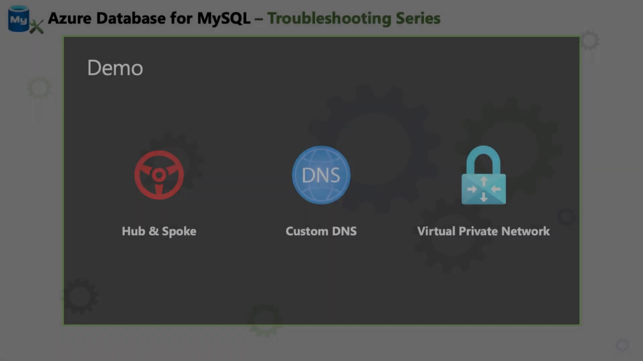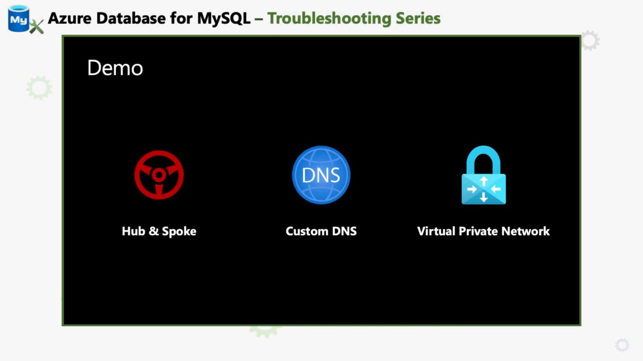The IPsec tunnel would do its job in order to connect your on-prem VM to your Azure Database for MySQL flexible server. So this was the demo of how we should configure our hub and spoke model, how we should configure our custom DNS along with conditional forwarders, and how the virtual private network works in order to connect from an on-prem VM to our Azure MySQL flexible servers.